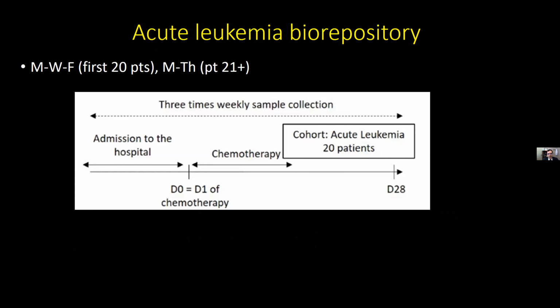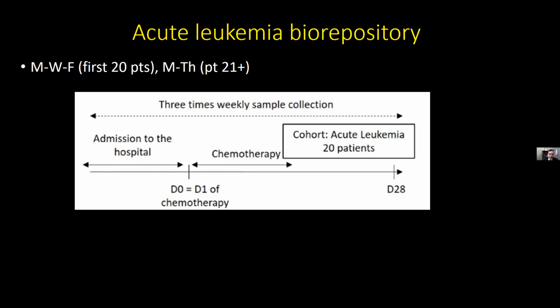So how did we do it here? We started 5 years ago with this very simple biorepository protocol in acute leukemia patients who were inpatient to get intensive chemotherapy. The first 20 patients collected stool samples and blood samples Monday, Wednesday, Friday on a calendar-driven basis, not infection or fever or any other clinical event-driven basis. And it was a little too intense for sample collection, and then we simplified it to just Monday and Thursdays for patients 21 and more. And we are up to 70 plus patients now.